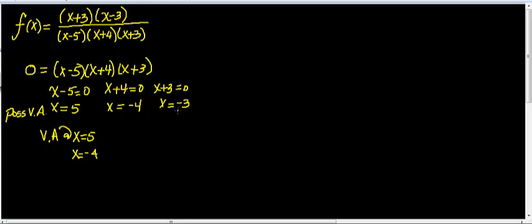Now I check my last 0 here, which is x equals negative 3. When I plug in x equals negative 3 in the numerator, I get negative 3 plus 3, that makes this 0. And negative 3 minus 3 is negative 6. 0 times negative 6 equals 0.